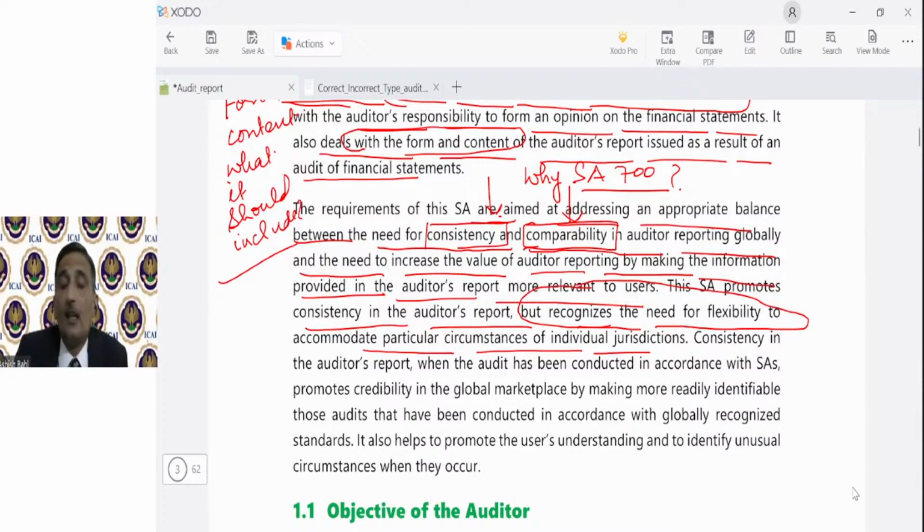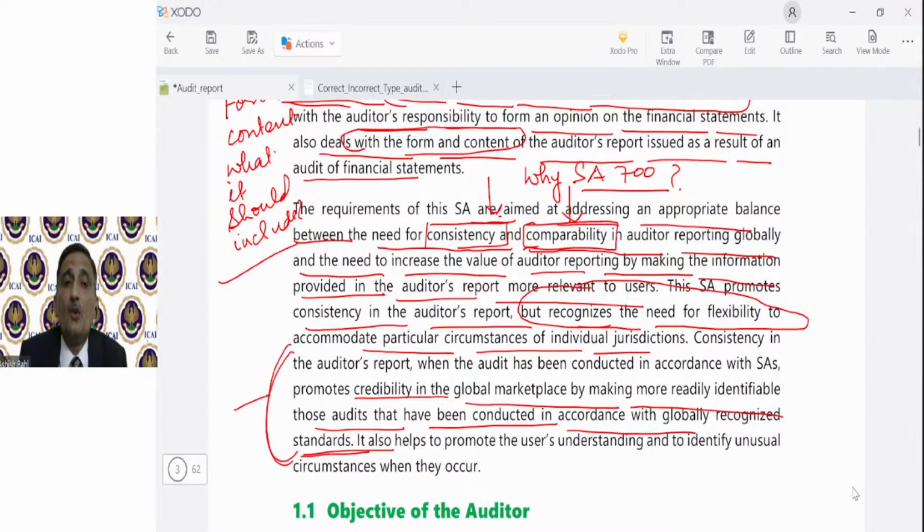It doesn't mean that an auditor cannot express what he has found or what evidence he has obtained. Within those parameters he can express. Okay. So consistency in the auditor's report promotes credibility in the global marketplace by making more readily identifiable those audits that have been conducted in accordance with globally recognized standards.